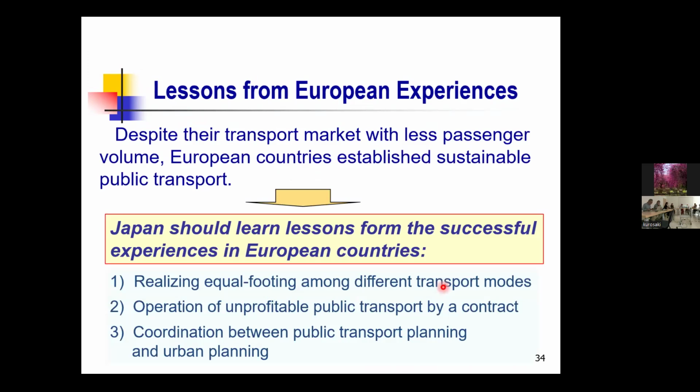This is the last slide of my presentation. Although the European transport market does not have a large number of passengers, European countries established sustainable public transport. Therefore, Japan should learn lessons from the successful experiences of European countries. Specifically, we can learn realizing equal footing among different transport modes, operation of unprofitable public transport via contract, and coordination between public transport planning and urban planning.